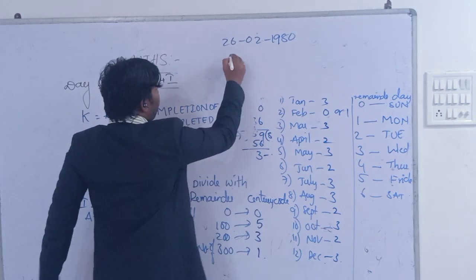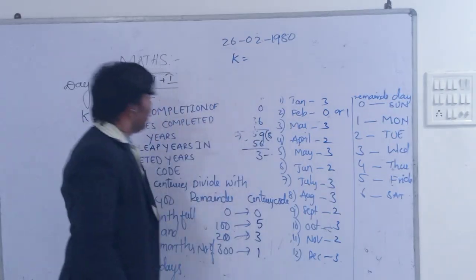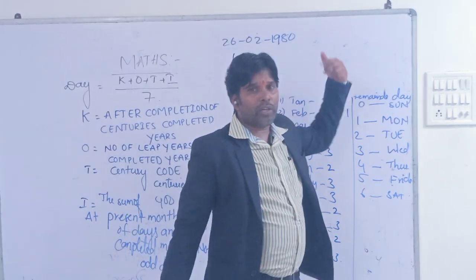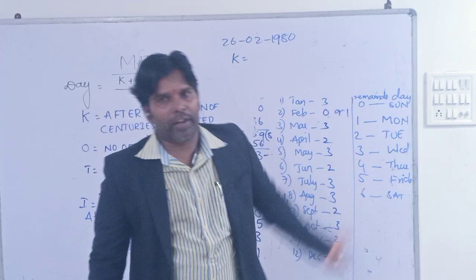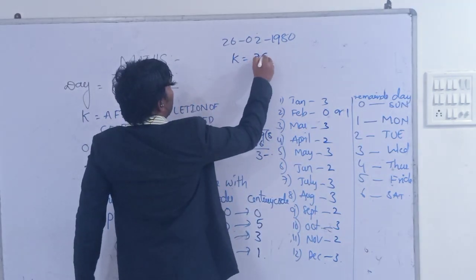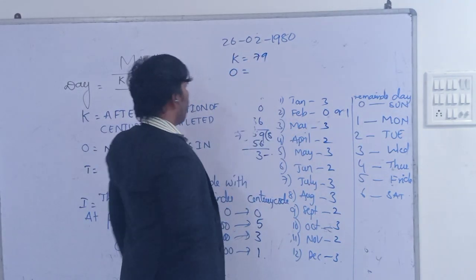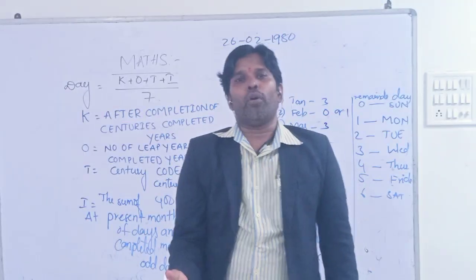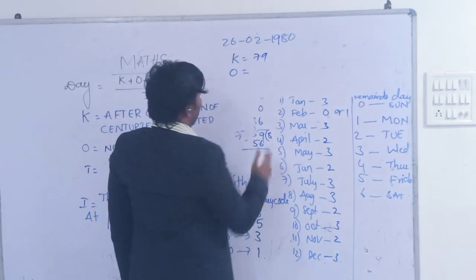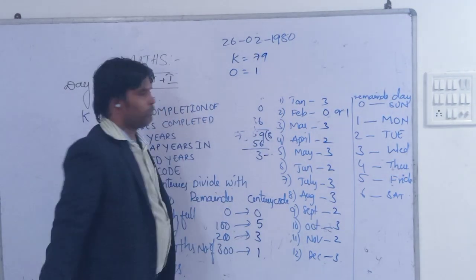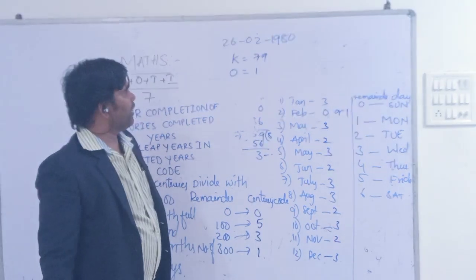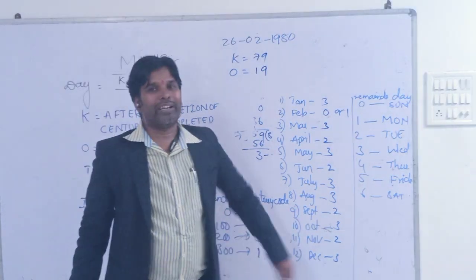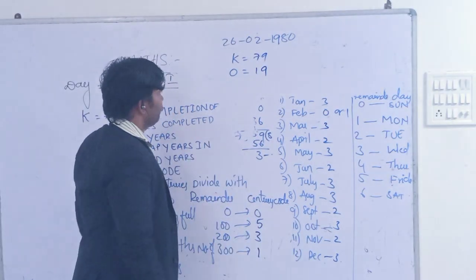First, K stands for the completed years after completion of centuries. 19 centuries are completed and the 80th year is running. That means how many years are completed? Just simple, 79 years are completed. O stands for the number of leap years. Just divide by 4, then we can find out how many leap years there are. 4 9s are 36. 19 leap years come.